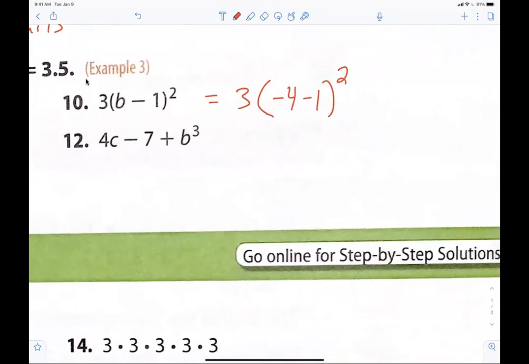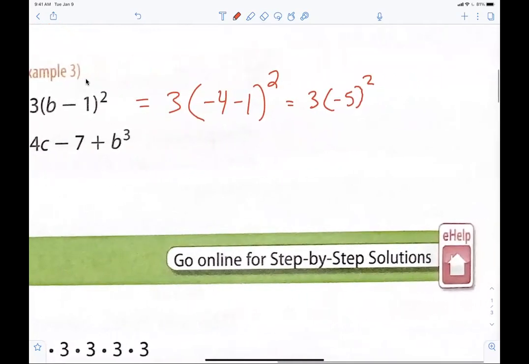Now what do I do next? 3 parentheses -5 squared. Remember, we've got to do order of operation. Then -5 to the second power. What's that? 25, -25? No, because it's -5 times -5. So -5 times -5 is what? 25. All right, and then you're multiplying that by what? Yeah, multiply that by 3.